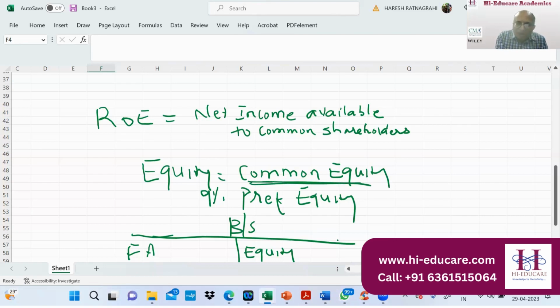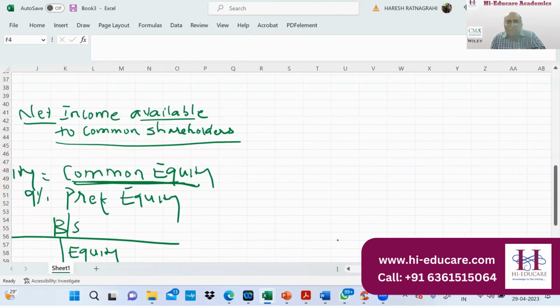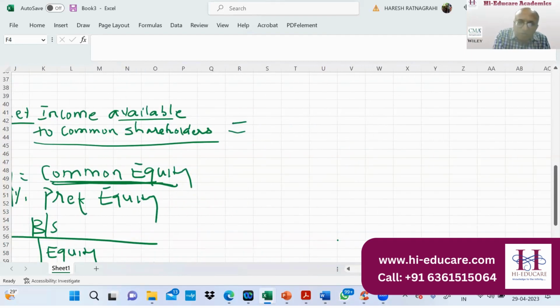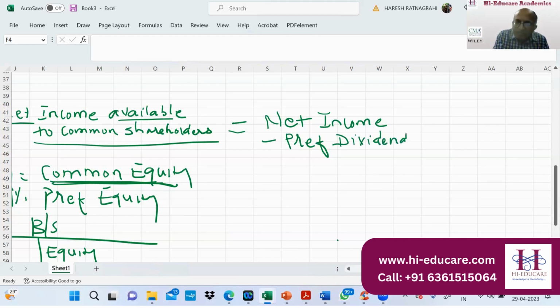Now common equity. Our focus is common equity. Common equity means you have invested money in the company and you are the beneficiary of whatever net income is earned by the company. You are the final beneficiary, right? So we say net income available to common shareholders. Net income available to common shareholders is equal to net income before dividend, minus preference dividends. This is now available to common shareholders.